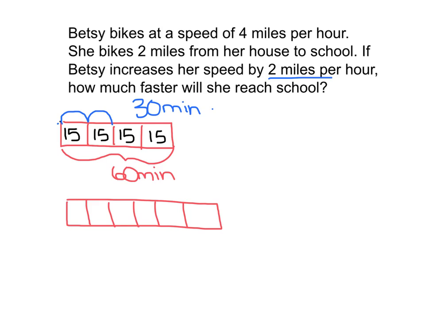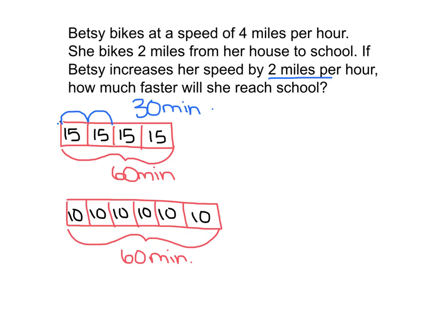So she does 6 miles in an hour now, which is 60 minutes. So now each piece becomes 10. So now Betsy is biking 10 minutes each mile that she's riding. Now her distance from house to school doesn't change. It's still 2 miles. So she still needs to go 2 miles to school. 1, 2, so that's 2 miles. So now 2 miles will take her 20 minutes.